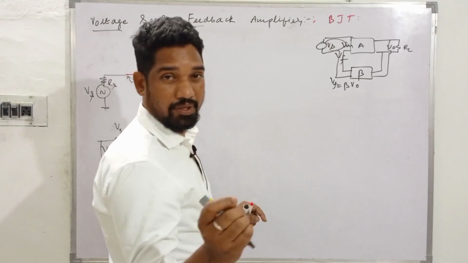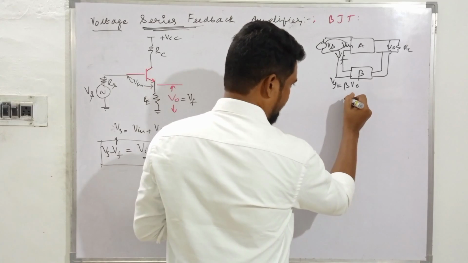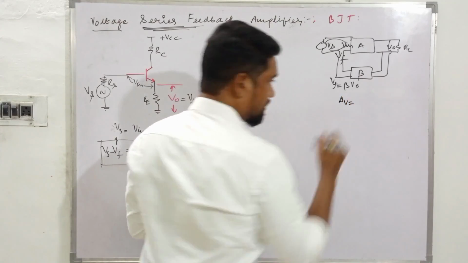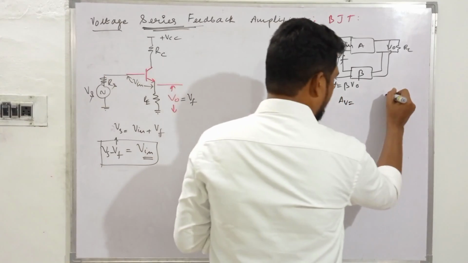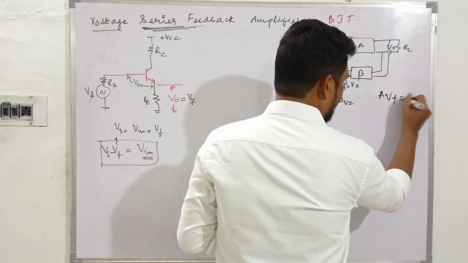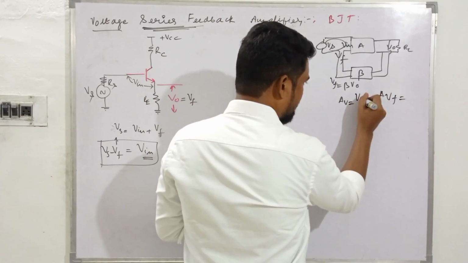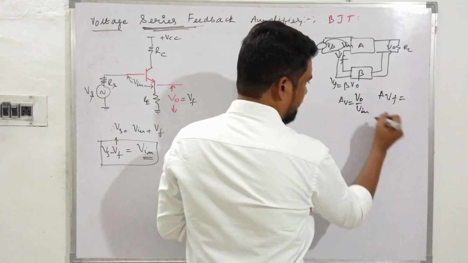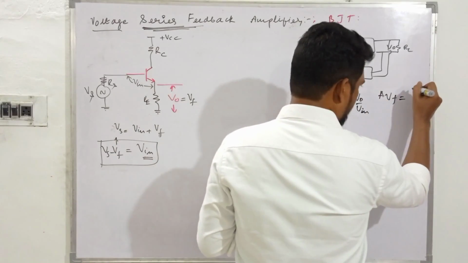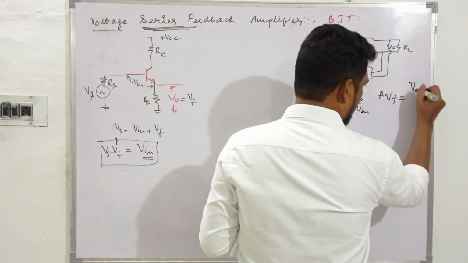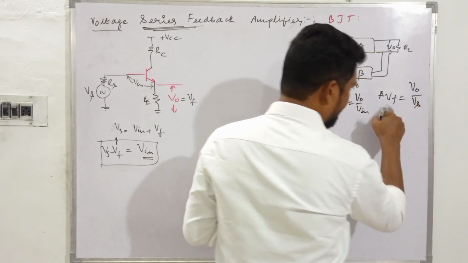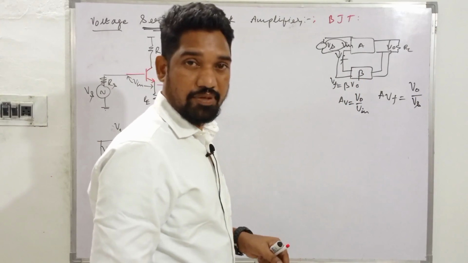And remember, we have two ratios. We have AV, the voltage gain without feedback, and AVF with the feedback. AV is simply Vo by Vin, and if you obtain the ratio between the complete output voltage and the source voltage Vs, that is AVF. Please remember these points.